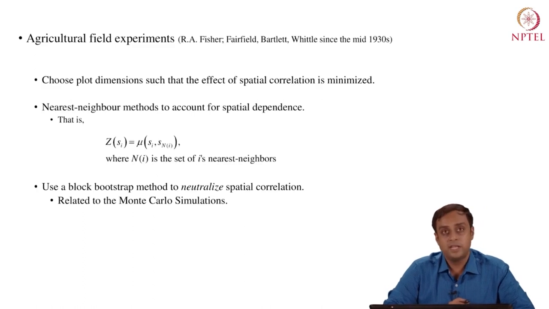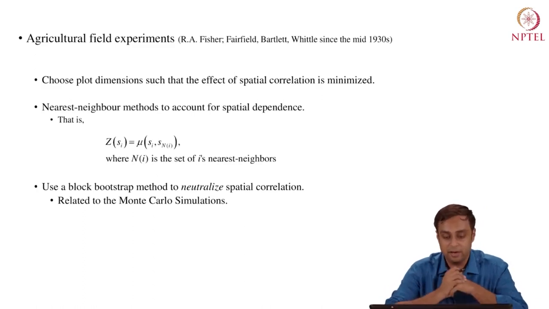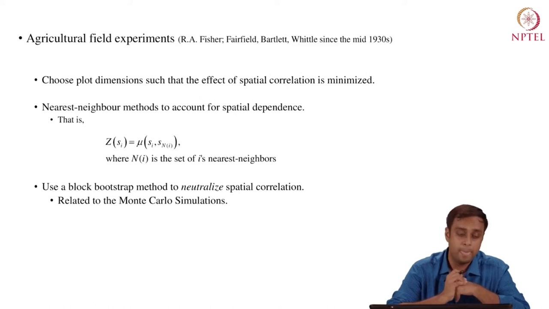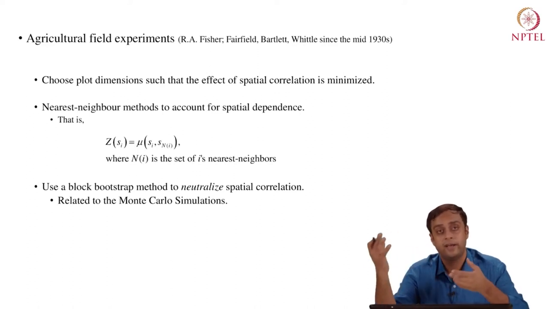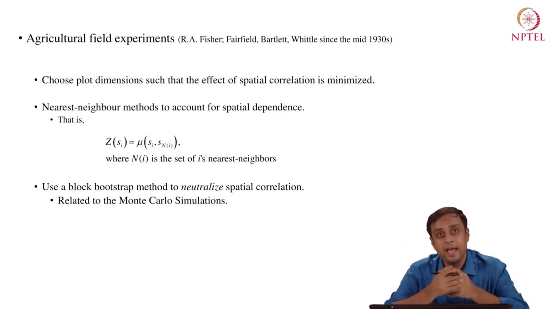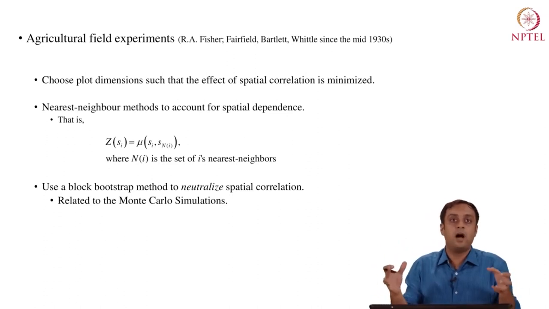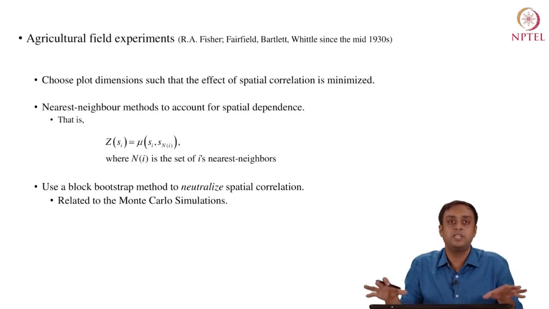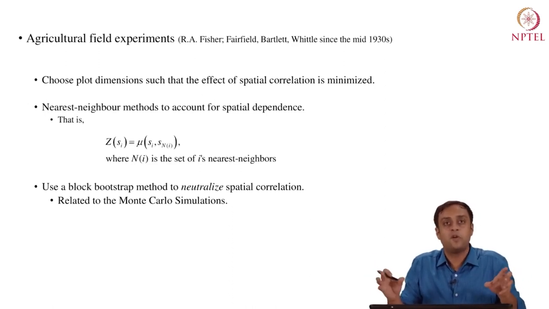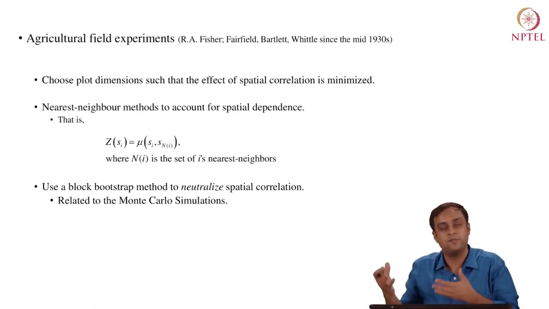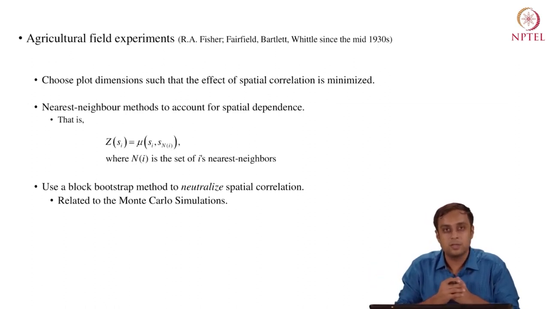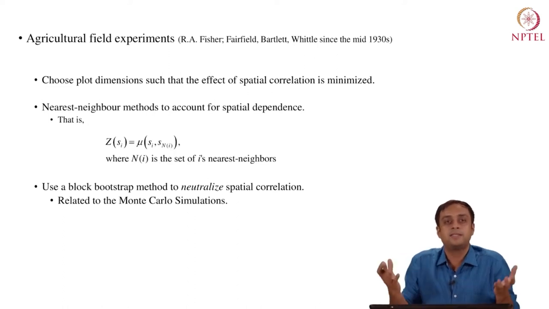The other area where spatial models have been there for a while now is agricultural field experiments. Agricultural field experiments are done to estimate yields, that is output per unit area on agricultural lands. And there you can imagine that you can have two farms together growing, let's say, wheat. The kind of output per unit area that you expect to observe on these farms is going to be quite similar, because they are side by side.